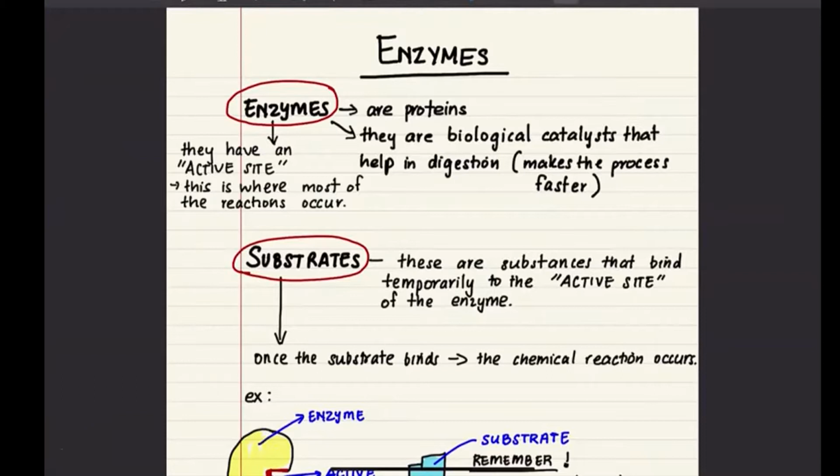So, enzymes are basically proteins and they are biological catalysts that help in certain processes such as digestion. It basically makes the process faster. All right, and a thing to remember about enzymes is that they have something known as an active site, and that's where most of the reactions occur.